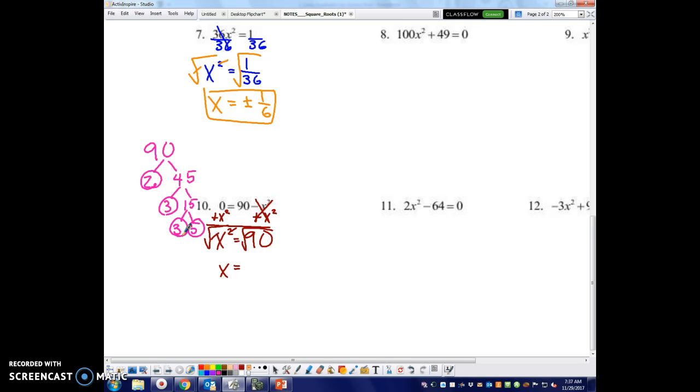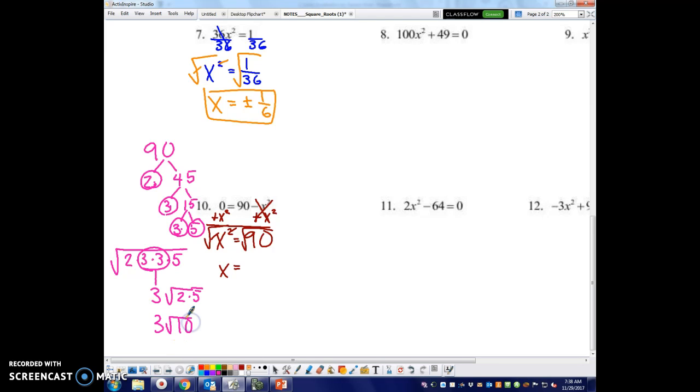Remember when we did this? So we do our square root. What goes inside the square root? 2 times 3 times 3 times 5. Just these. Okay? And then what do we do from here? Circle your pairs. And you take them out, right? So what's still left inside? 2 times 5. Okay? What is 2 times 5?